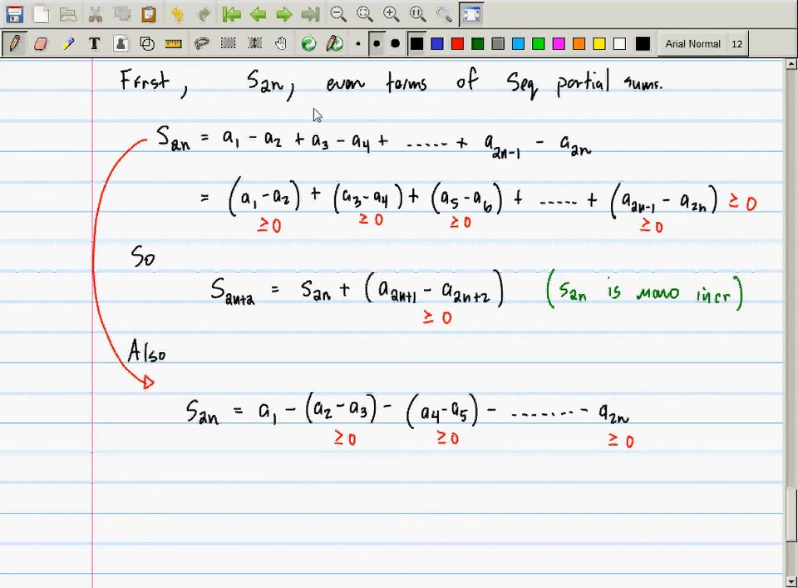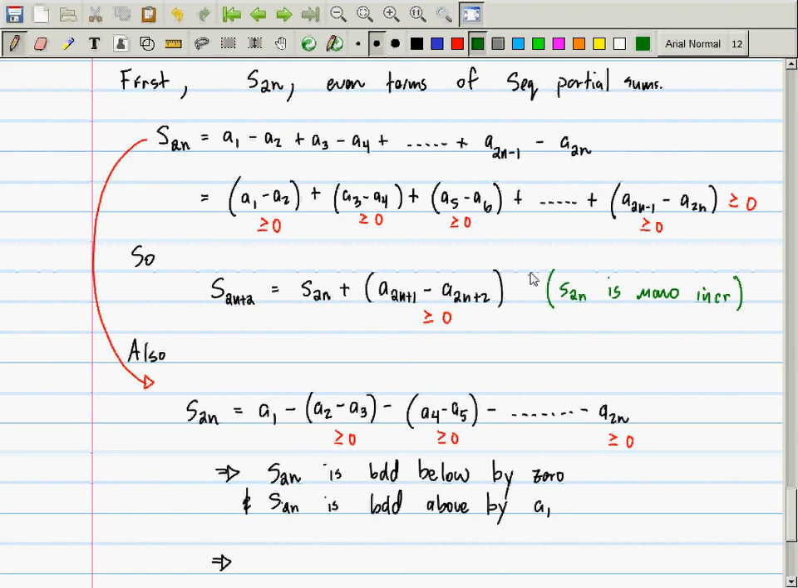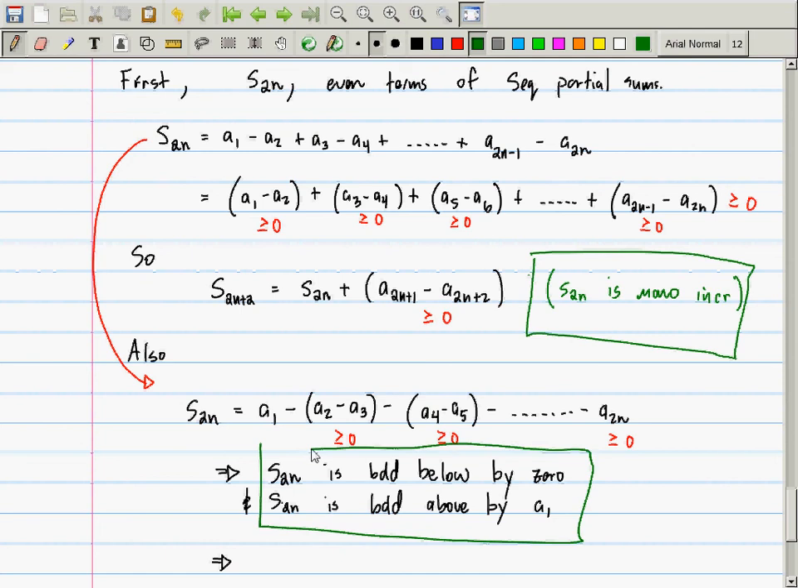So S2n is bounded below by 0, and S2n is bounded above by A1, the first term. So what's true about S2n then? We have the two important properties, right? We have this one and this one. So what's true about S2n? Yes?